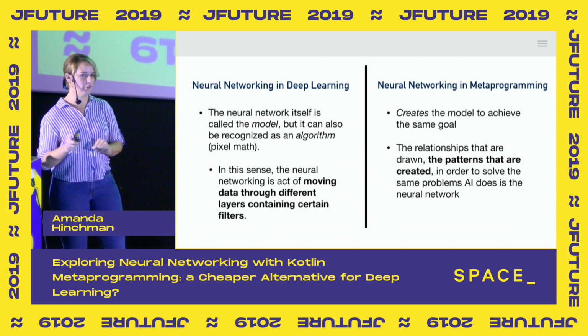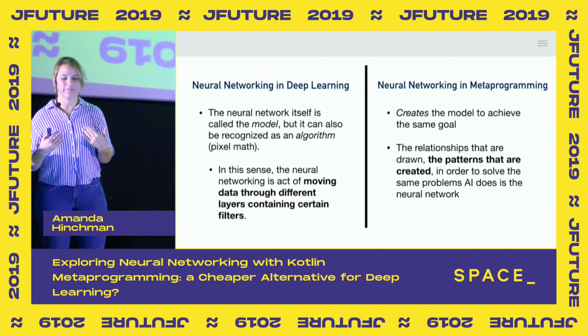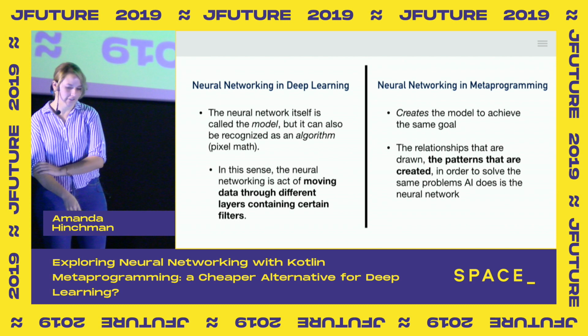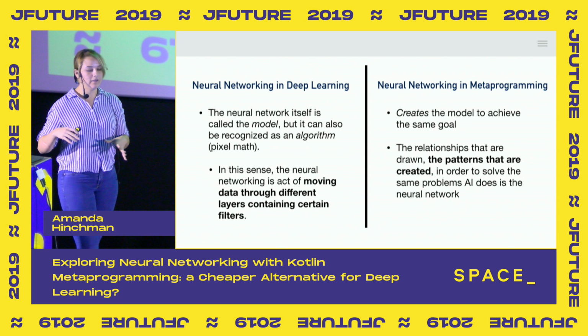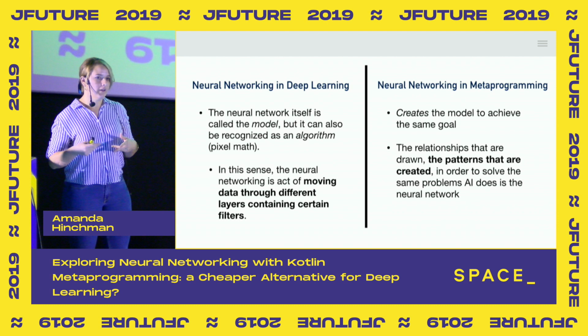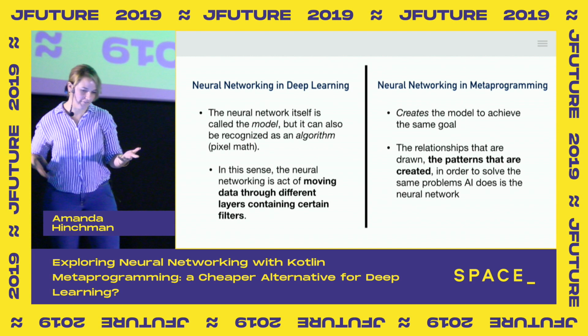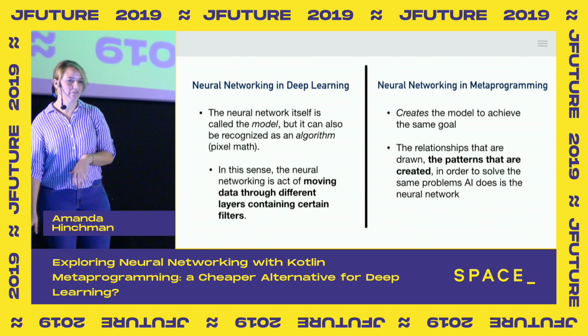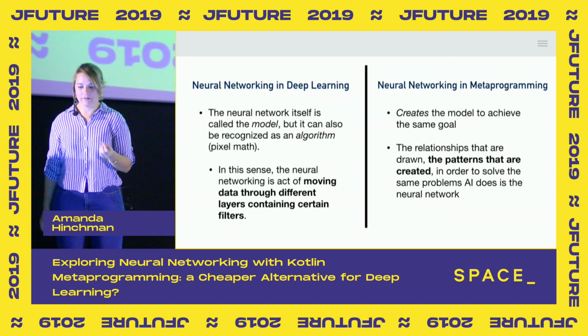For the sake of this discussion, and actually not just for the sake, neural networking in AI and neural networking in metaprogramming are isomorphic to each other. I like to think about neural networking in deep learning as the algorithm, the model itself. What this really means is that the algorithm is always feeding data through the different layers, always moving, always growing, always refining itself. So I like to think of neural networking in AI as an action, like a verb, if anything. And neural networking in metaprogramming actually creates the model itself.